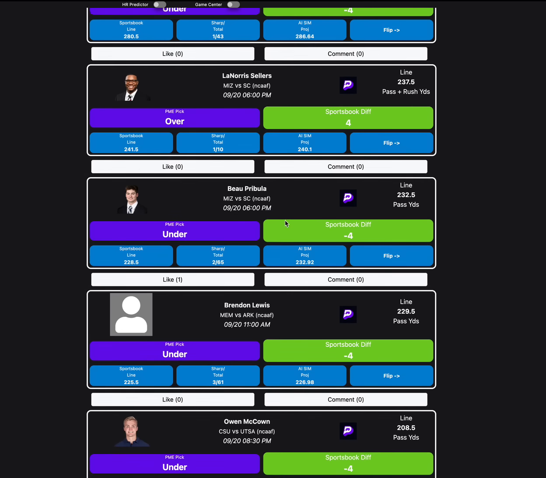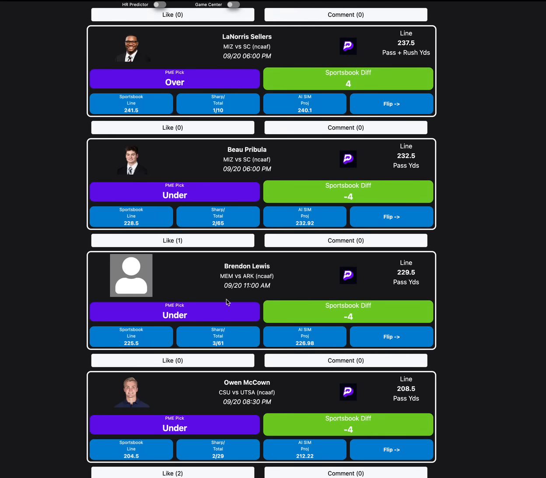All right, now we're back to a 2 sharp book, and then we got a 3 under that, which is very interesting. All right, let's talk about these guys. We've got Bo Prabula, under 232.5 passing yards at a minus 4 sportsbook differential. Sharp books are at 228.5.